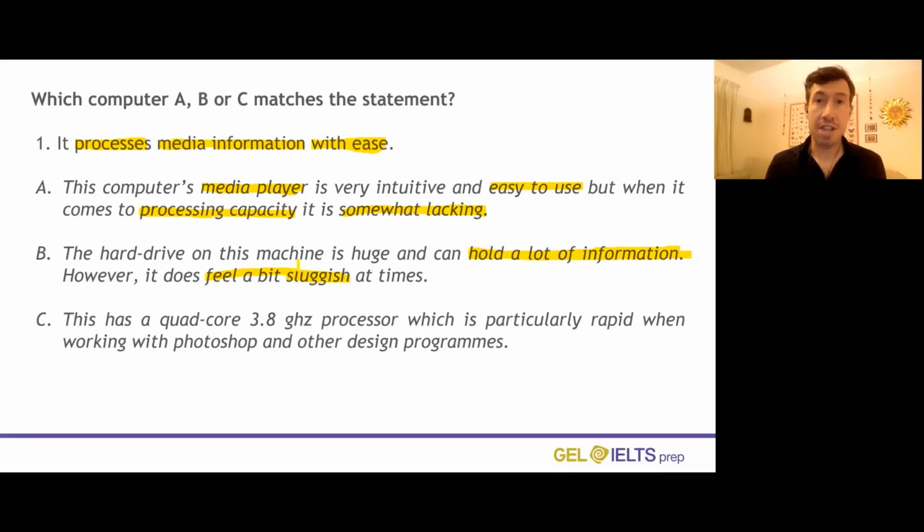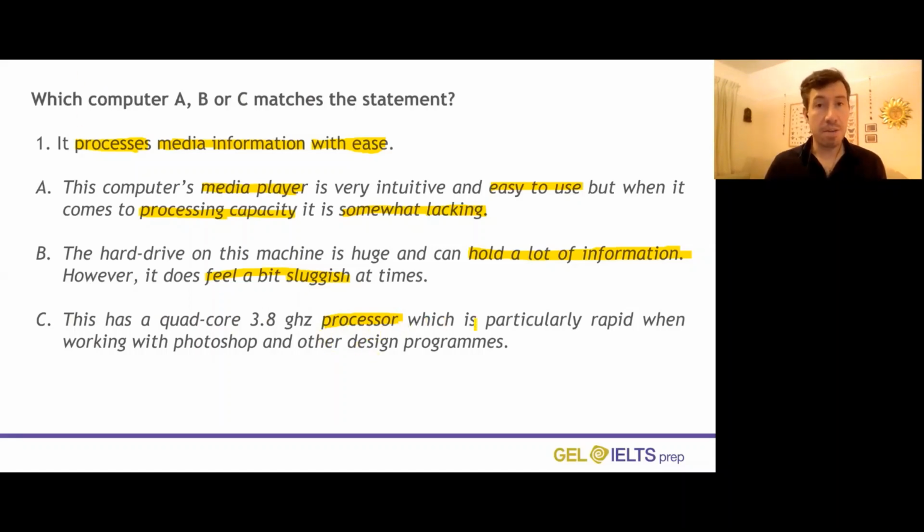Let's now look at C. Okay, we said A is not correct. We said B is not correct. So C must be correct, but let's just check anyway to make sure. It says this has a quad-core 3.8 gigahertz processor. So processor here is the noun of processes. Processes is a verb, processor is a noun. So again, you can look for this keyword. You would have seen processing here and processor here. So just looking for the one keyword will not be enough to find the correct answer.